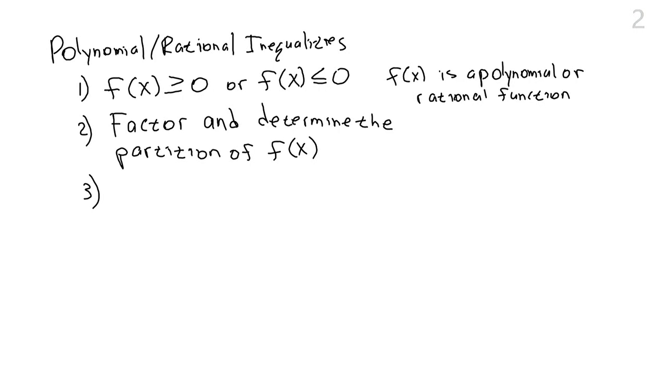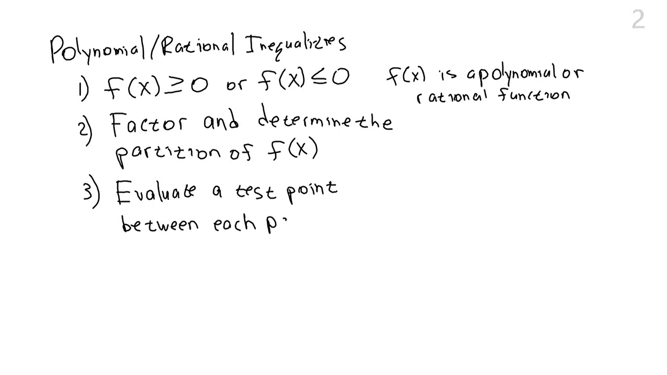For polynomials, this is where the polynomial has zeros. For rational functions, this is where a rational function has a break in its domain or also a 0. And so the next step is to evaluate a test point between each partition point. Either you can take a test point between each partition point, or you can just look at the entire interval in the partition as a whole, and decide whether the function is positive or negative there. So this is a general strategy for solving polynomial and rational inequalities.